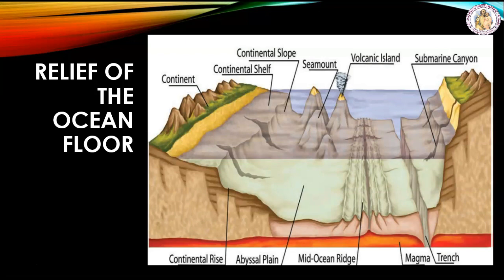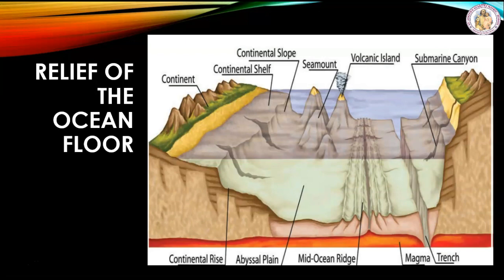From the picture you can see the continent, continental shelf, continental slope, sea mount, volcanic island, submarine canyon. Deep sea plains or abyssal plains. The deep sea plains or abyssal plains are underwater plains found on the deep ocean floor. These plains extend from the continental rise to the mid-oceanic ridges. The gradient of the slope is very gentle and it appears as a uniform, flat and featureless plain.